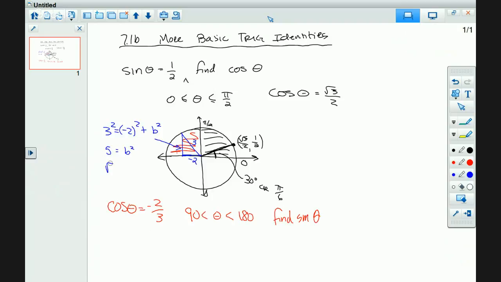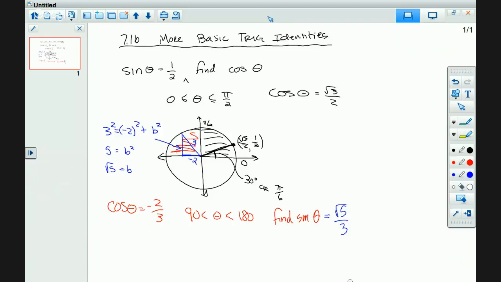And then again, when you take square roots, you usually algebraically want to put a positive or negative in front, right? But we know this is a positive y value, so we can eliminate those. We don't have to worry about them. Okay. So what is sine? If this is root 5 over 3.